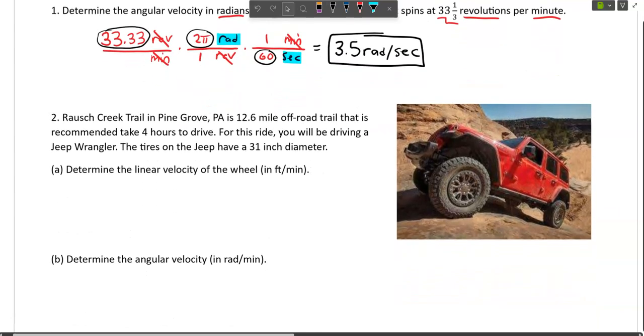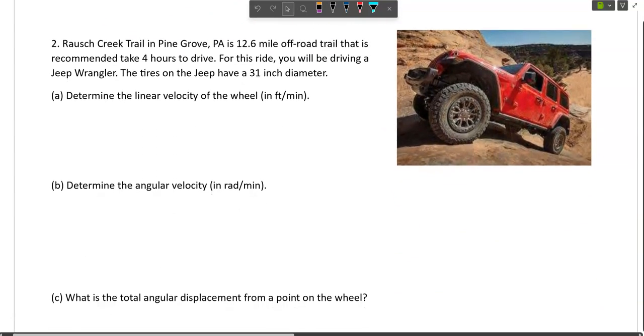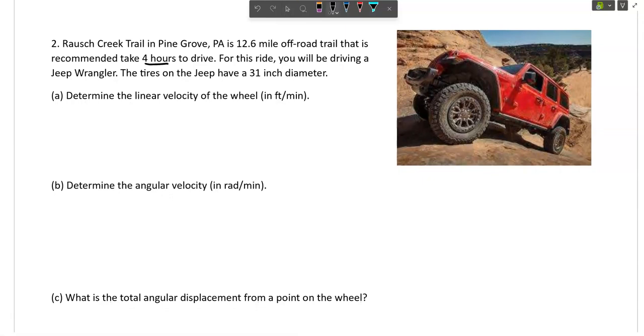Now let's move on to something that has a little more in-depth idea. So Rausch Creek Trail in Pine Grove, Pennsylvania is a 12.6-mile off-road trail that is recommended to take 4 hours for us to drive. We're going to be driving a Jeep Wrangler that has a 31-inch diameter. Now, that's going to be important as we move into using the radius, and we'll talk about what that means in a minute. All right, so the first question is determine the linear velocity of the wheel in feet per minute. Well, we actually already know the total distance, which is 12.6 miles, I'm sorry, and our total time.